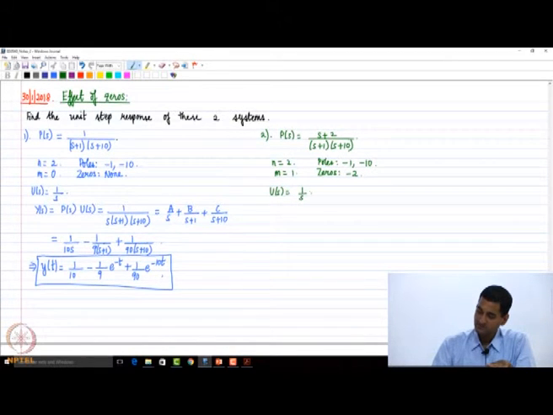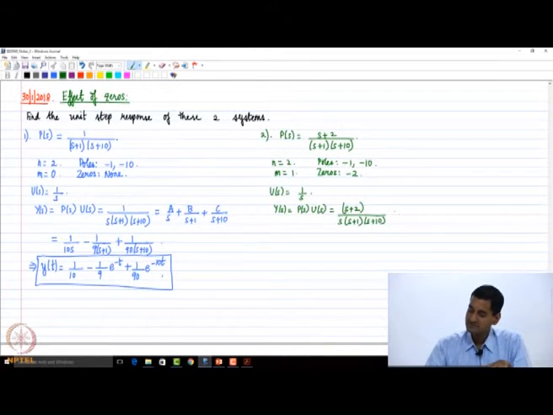U of s is equal to 1 by s. So this implies that Y of s is equal to P of s times U of s, which is going to be equal to s plus 2 divided by s times s plus 1 times s plus 10. So once again we are going to have A by s plus B by s plus 1 plus C divided by s plus 10. So what are the values of A, B and C now?